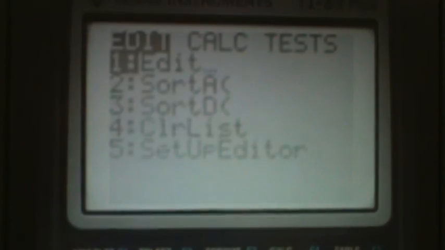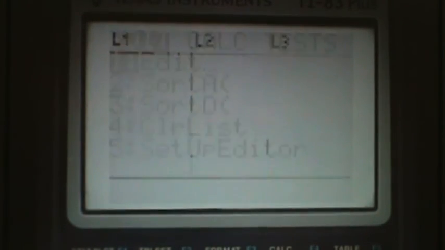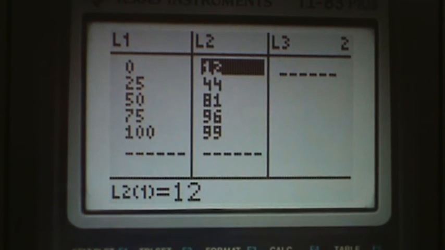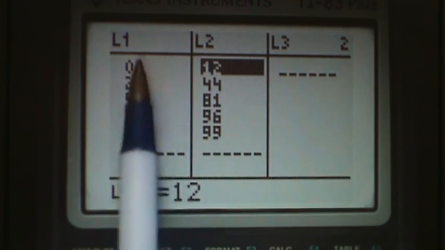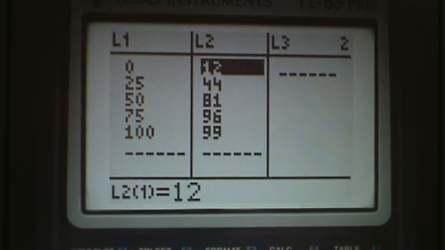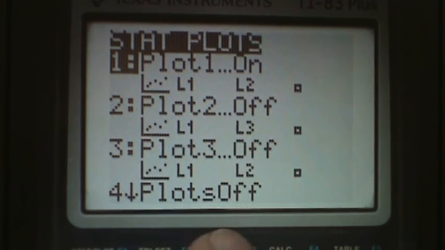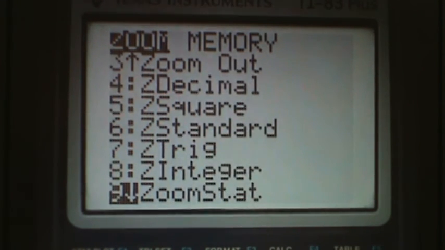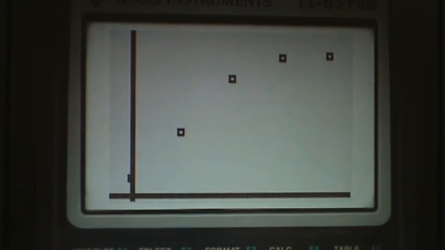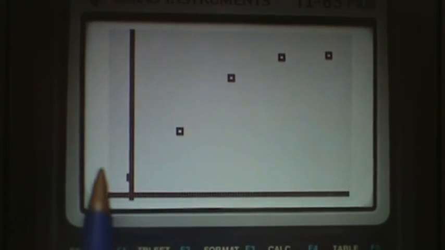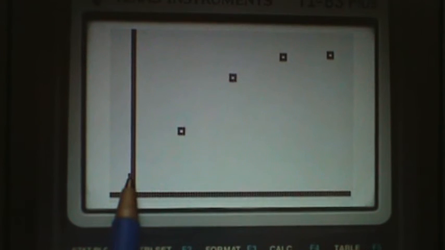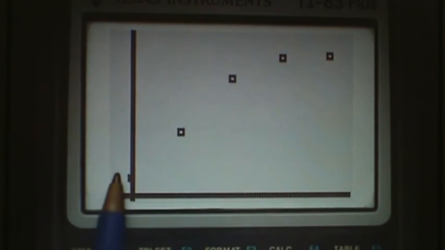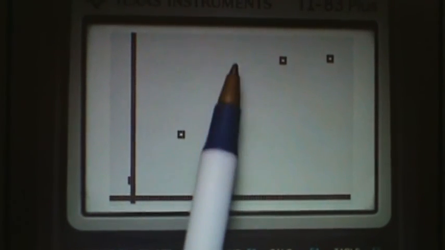Now, I'm pressing Stat and then Edit, and once again, I've already entered the information into the calculator. Notice that there are very few data points here. And the scatter plot, see, the plot is already on. I'm pressing Zoom and then Zoom Stat to get an appropriate window. Now, what we're noticing is, and by the way, the first data point is right here. So this curve is kind of going up like this.